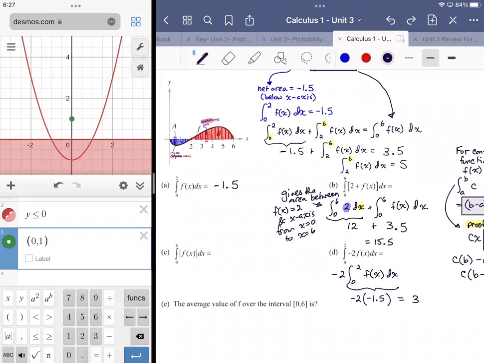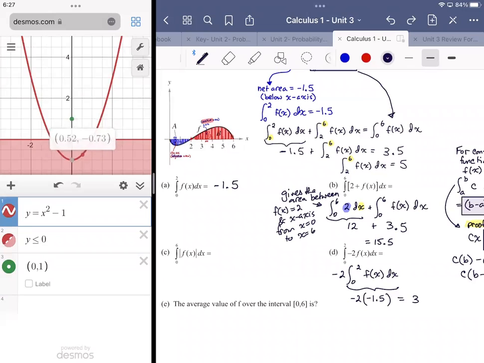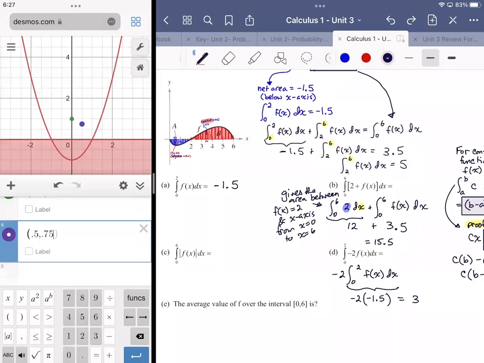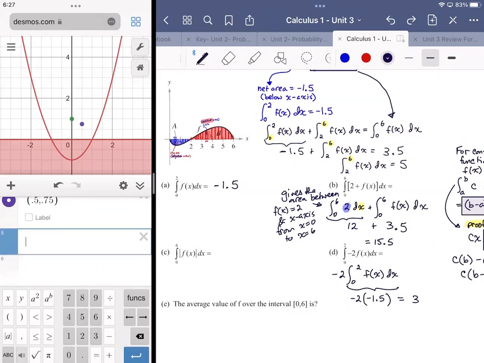I have a point here. I could kind of eyeball it, I guess. But at some point, you try to find a clean value somewhat. 0.5, -0.75. So 0.5, +0.75. Then its counterpart on the opposite side, -0.5, +0.75.